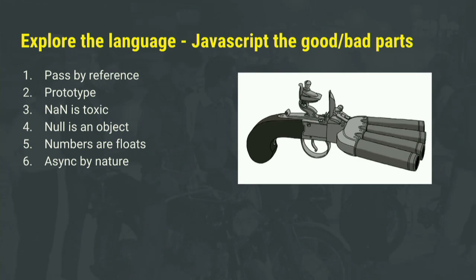Third one, okay, this is just JavaScript. Not a number is toxic. This means if you get an error somewhere in your calculation, your whole calculation is ruined by not a number. Null is an object. And most important one, numbers are floats. This means that you can't do price calculations or anything like that reliably in JavaScript. There are libraries that help you with this, but it will give you very strange results in rounding. If I'm going too quick, you can later watch the slides and go over them point by point and then look them up on Wikipedia.